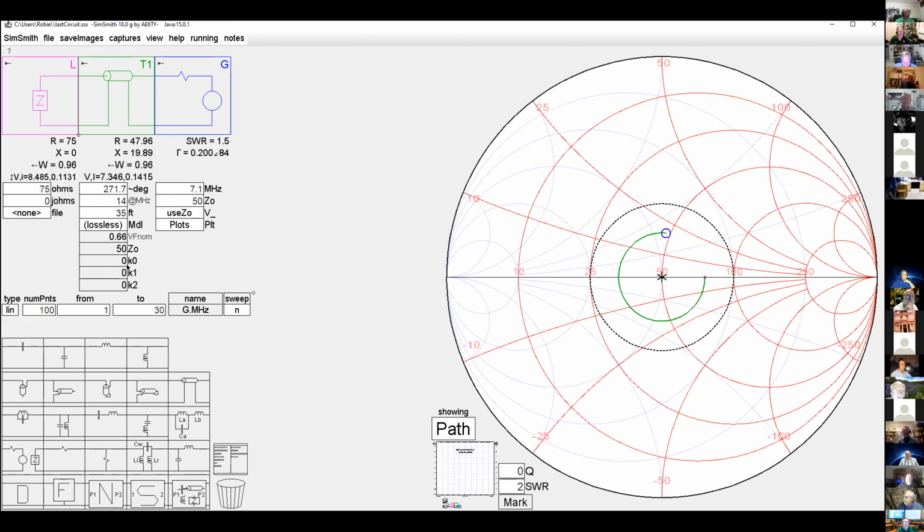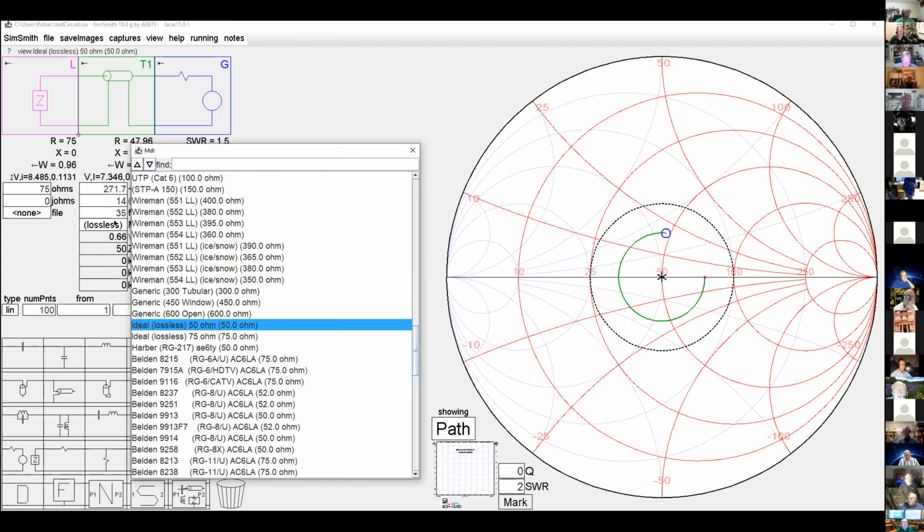So I'm using a perfect transmission line here. It says it's lossless, and that's what SimSmith considers to be a perfect line, one with no loss. It has a real velocity factor. So I'm going to change this.